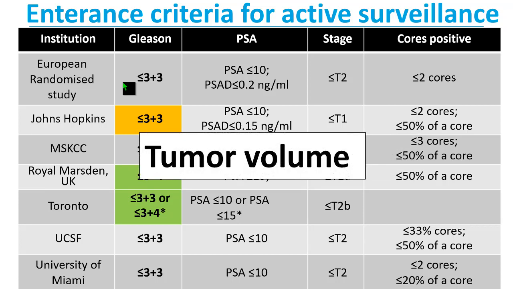Also, if you look at the tumor volume, there are several different definitions for tumor volume and for inclusion. If you look, for example, at UCSF and at Hopkins, it's two cores or less, and less than 50%. So there are strict Epstein criteria for inclusion. So these are the very low-risk patients. I will come to the outcome for those patients in the next slides.